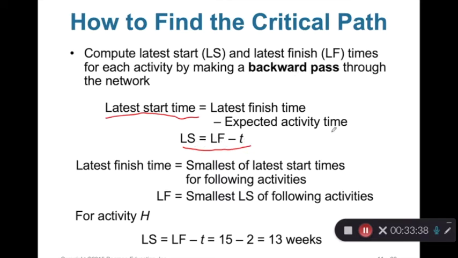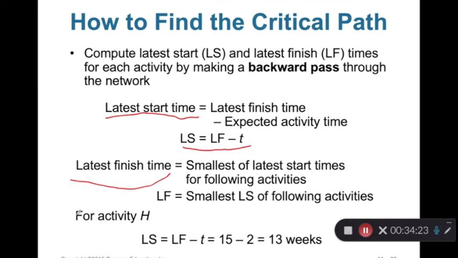So we're going to start from the last activity, H. For the latest finish time, we use this rule: the smallest of the latest start times for following activities. Previously, when we used the forward pass, we wanted to figure out the largest of the EFs for all immediate predecessors. But this time, we should look at the followers, so this time is a little bit different. We should choose the smallest LS of following activities.